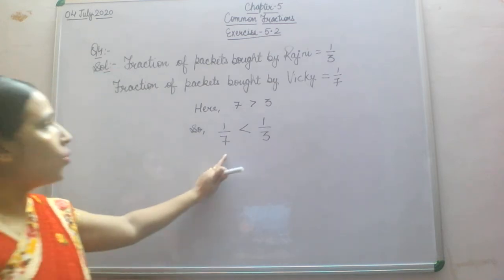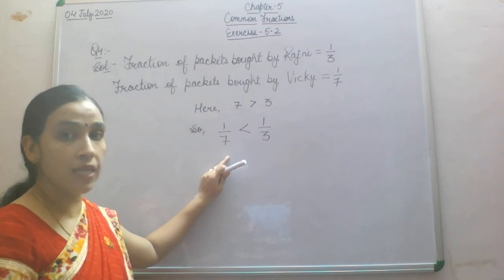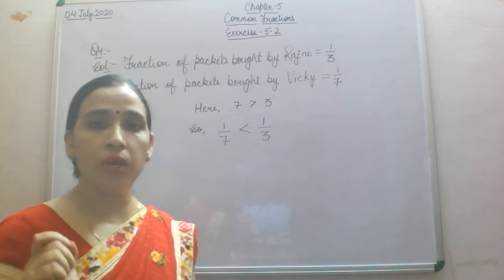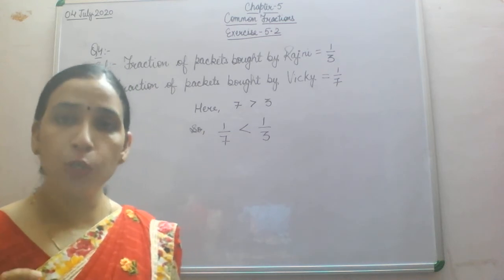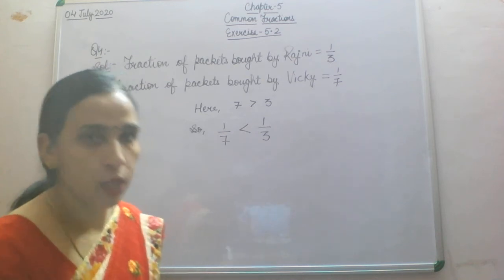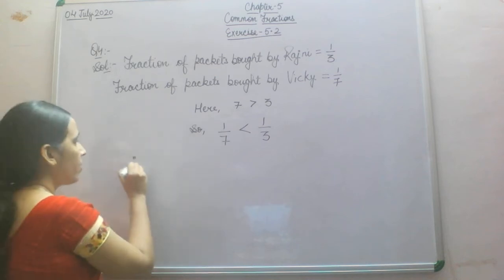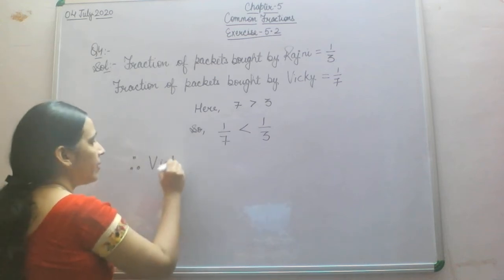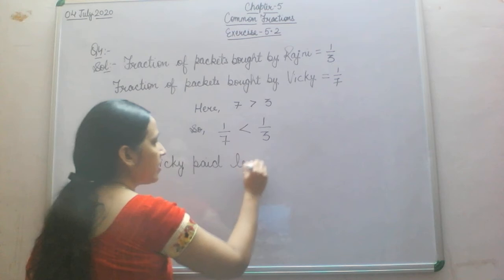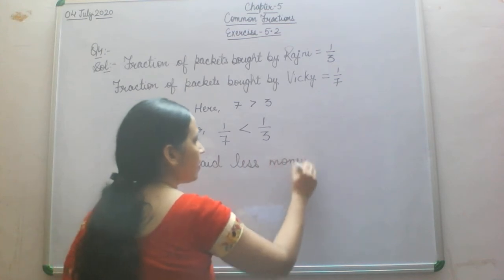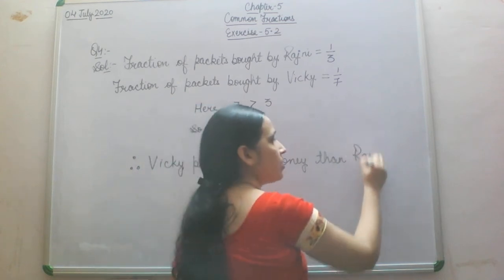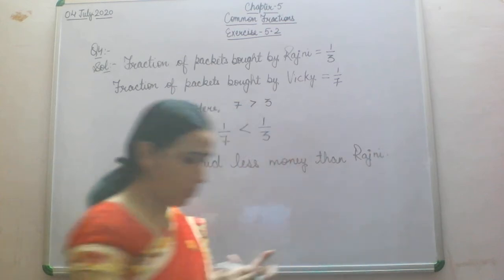So who paid less money? Vicky. Obviously Vicky has bought a smaller fraction of packets of chips, so Vicky is going to pay less. In this question you have to find out who paid less money. So here Vicky paid less money. So what you will write? Therefore Vicky paid less money than whom? Yes, than Rajni.